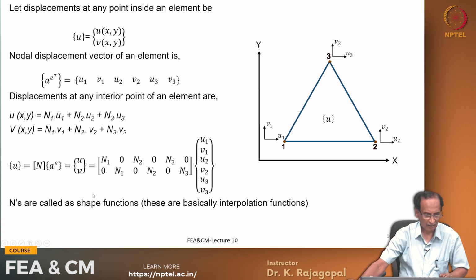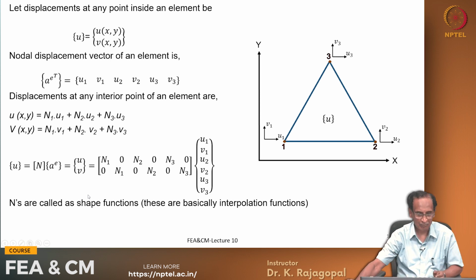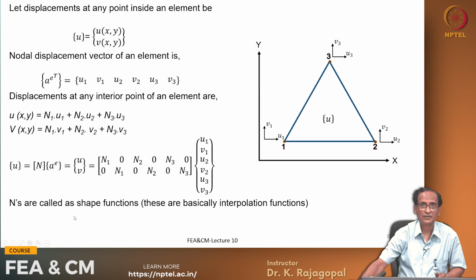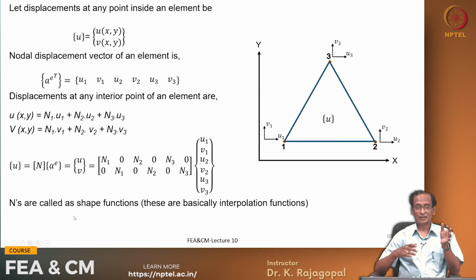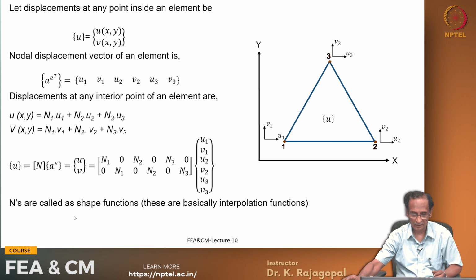And these N's are basically interpolation functions, but we call them shape functions in the finite element context because they depend on the shape of the element. They have one form for triangular elements and some other for rectangular elements, and then depending on the shape, like whether you have straight edges or curved edges, your shape functions might change.